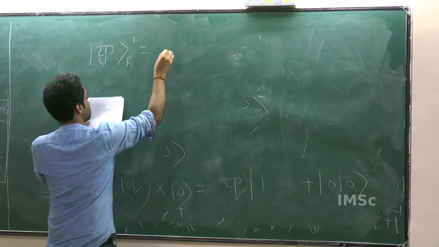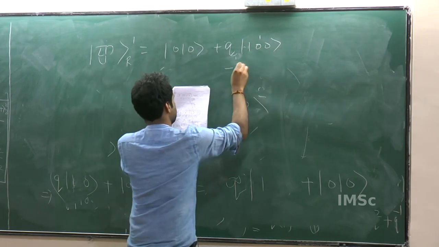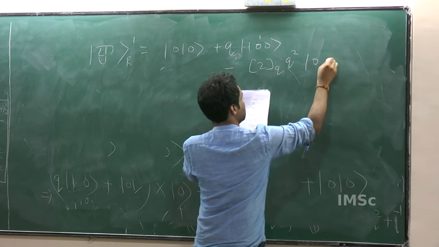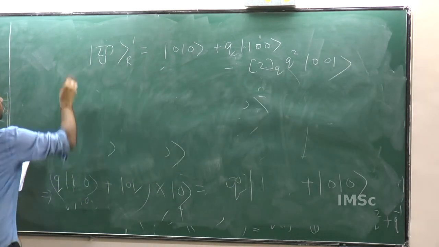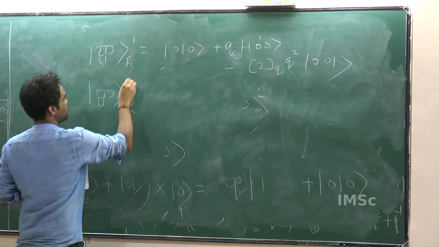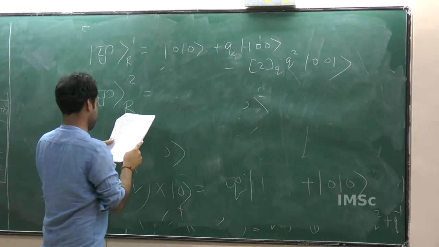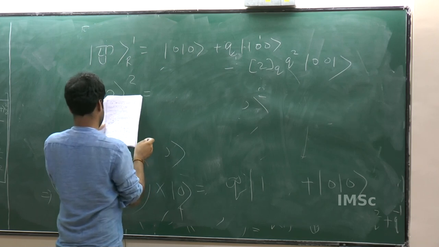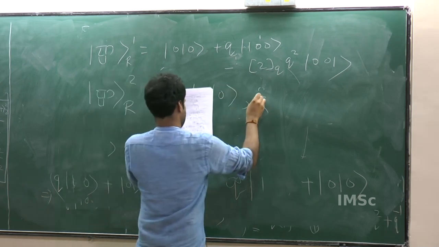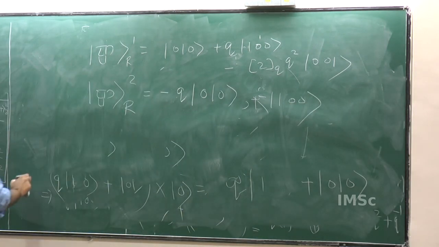So R1. So this is the state 0, 1, 0 plus Q times 1, 0, 0 minus 2 Q, Q square 0, 0. This is the value of alpha you can get. 0, 1. This is coming from this one, and you have another one on the right sector. Yeah, that is coming from anti-symmetric. This is symmetric. So you can rewrite this one, so that is 0, 1, 0 plus 1, 0, 0. And similarly, you can do from the left sector side. Two states you'll get.